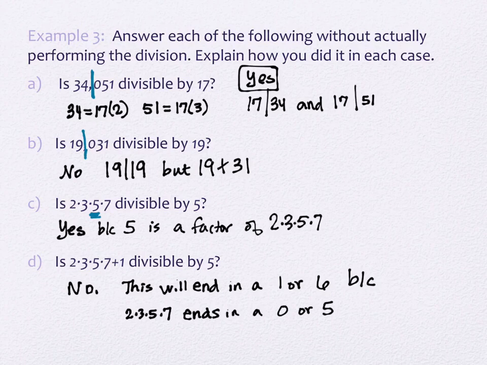And that's from our discussion earlier, right, Kinsey? It has to end in a 0 or 5. So if we add a 1 to something that ends in a 0 or 5, it's now going to end in a 1 or a 6. And if it ends in 1 or 6, it can't be divisible by 5.